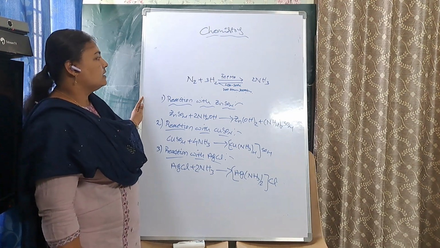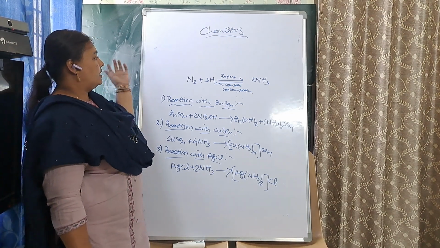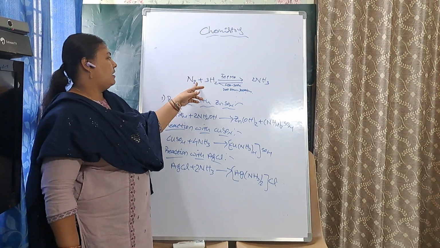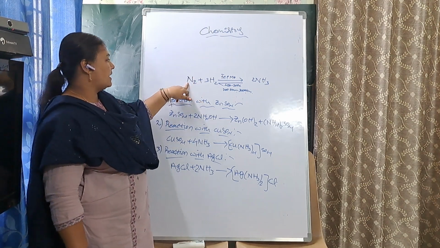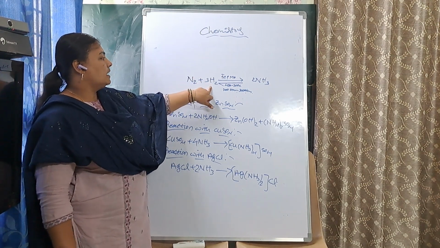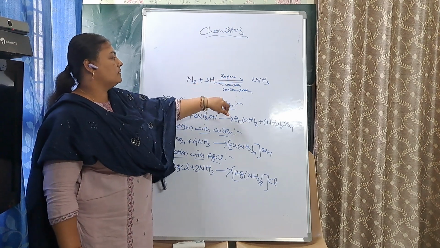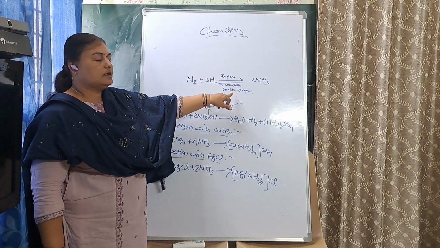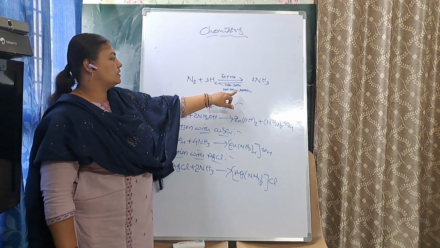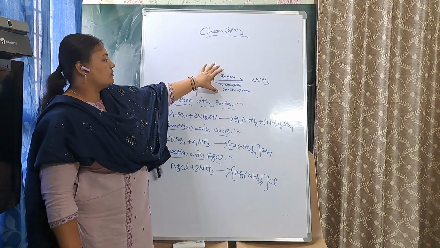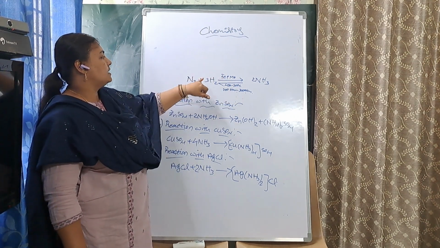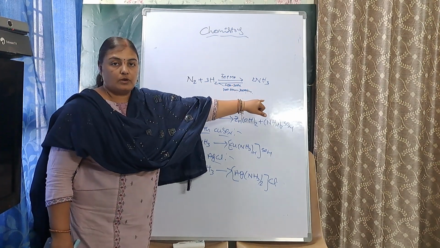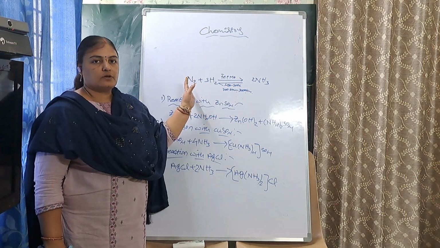Once again I am repeating, how in the Haber process we are getting ammonia: when nitrogen reacts with hydrogen in the presence of iron and molybdenum and temperature 450 to 500 degrees centigrade and pressure 200 atmosphere to 300 atmosphere. So in between, when nitrogen reacts with hydrogen, we get ammonia. This is Haber process. Okay.